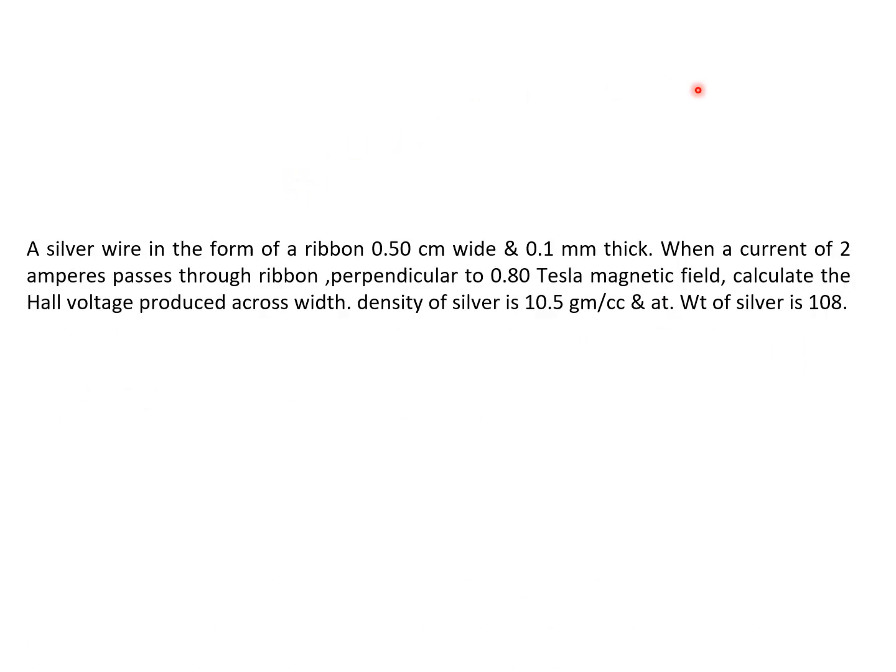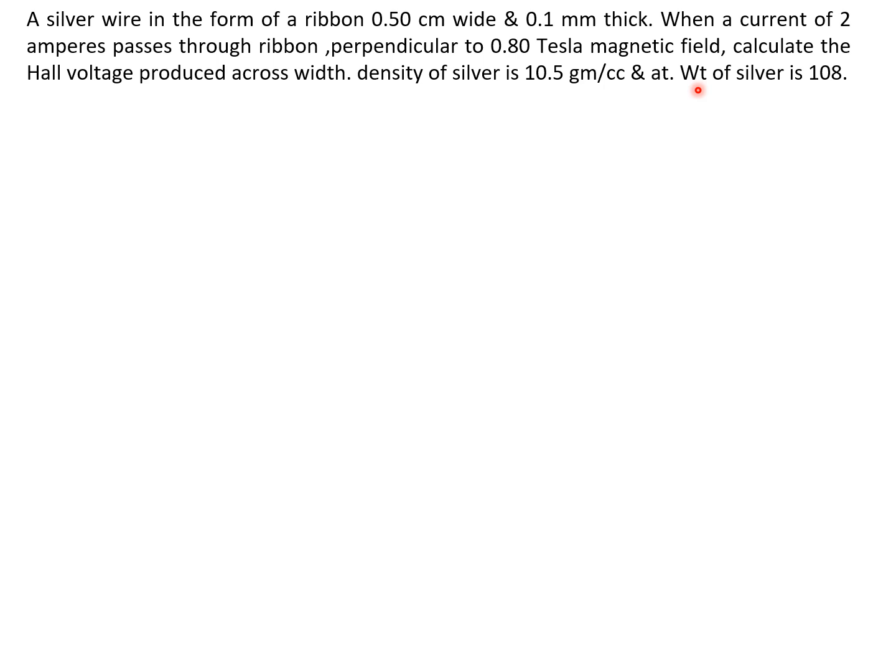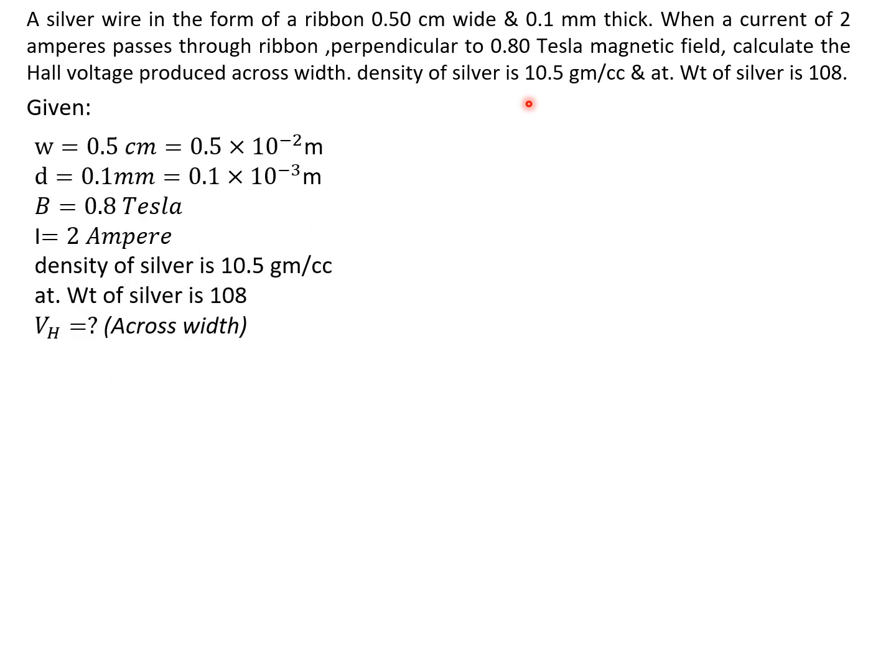Let us see the next numerical. A silver wire is in the form of a ribbon 0.5 cm wide and 0.1 mm thick. A current of 2 amperes is flowing through the ribbon perpendicular to a 0.8 Tesla magnetic field. Calculate the Hall voltage produced across the width. See that Hall voltage is appearing across the width. Density of silver is given, atomic weight of silver is given. So let us summarize the given data.